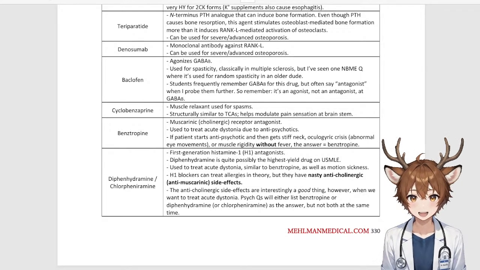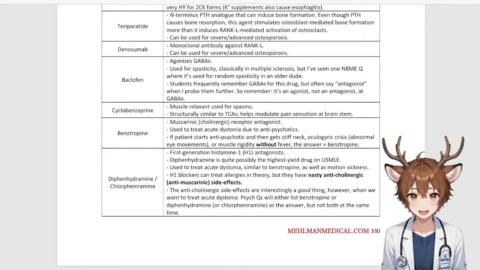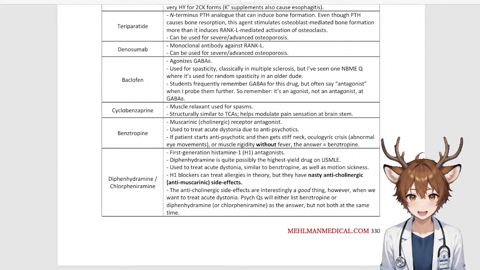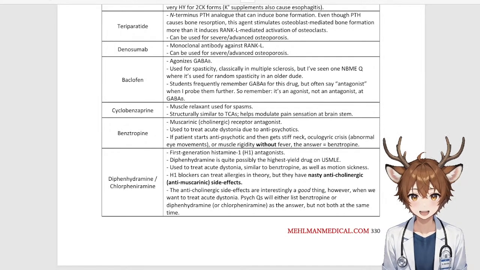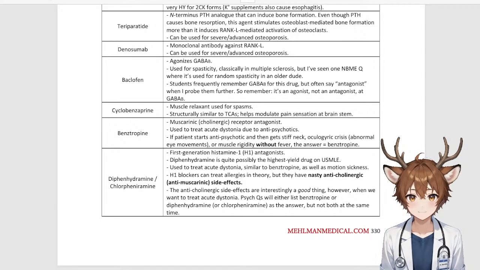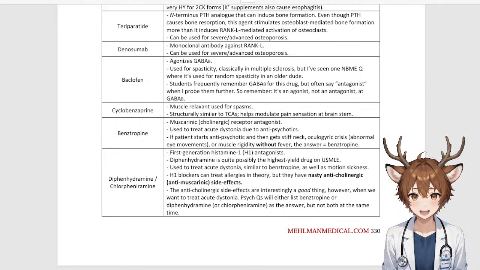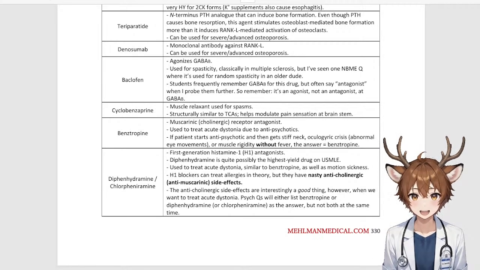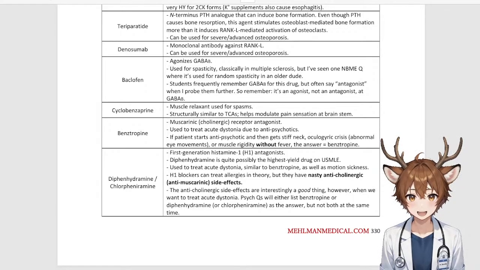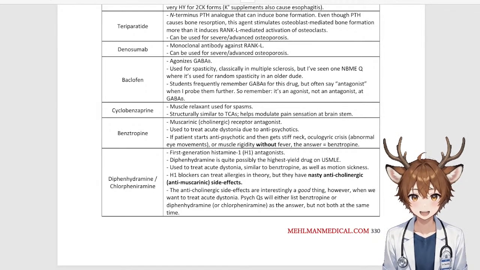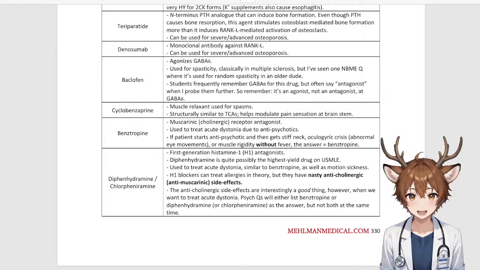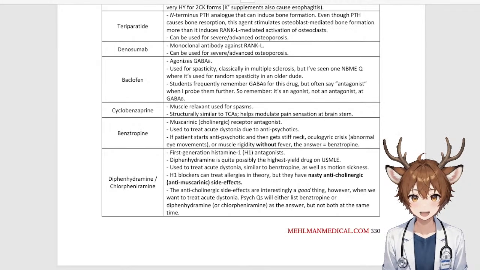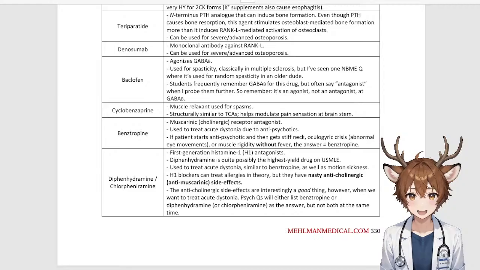Diphenhydramine and chlorpheniramine. In this case, first generation histamine 1, H1 antagonists. Diphenhydramine is quite possibly the highest yield drug on USMLE, used to treat acute dystonia similar to benztropine, as well as motion sickness. H1 blockers can treat allergies in theory, but they have nasty anticholinergic or antimuscarinic side effects. The anticholinergic side effects are interestingly a good thing when we want to treat acute dystonia. Questions will either list benztropine or diphenhydramine or chlorpheniramine as the answer, but not both at the same time.